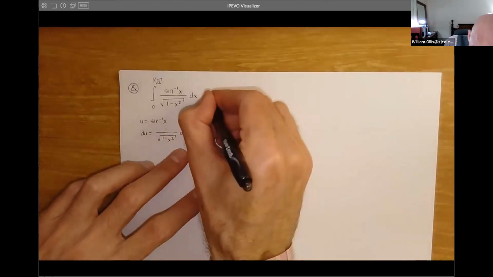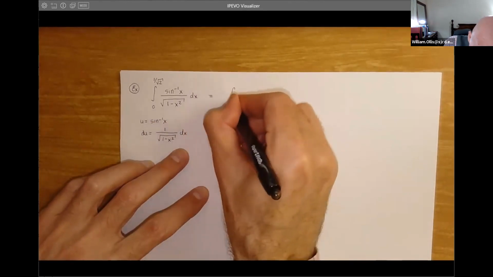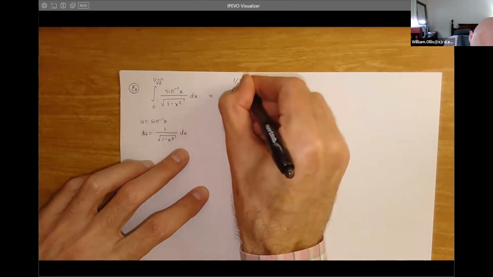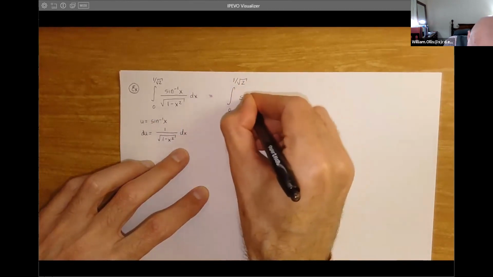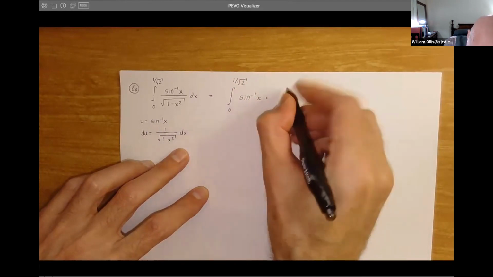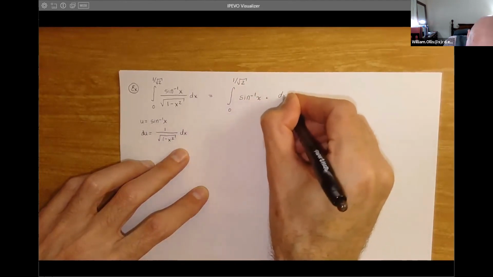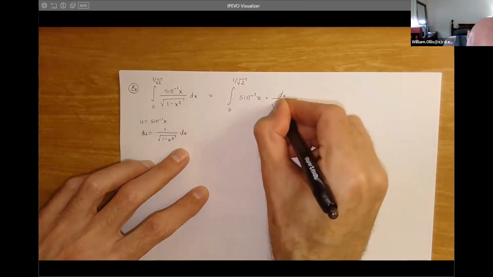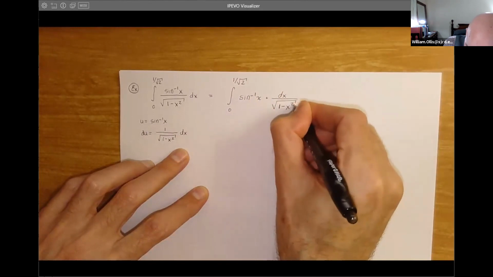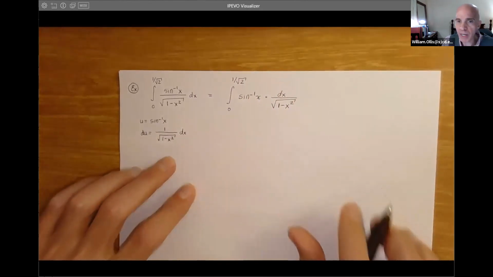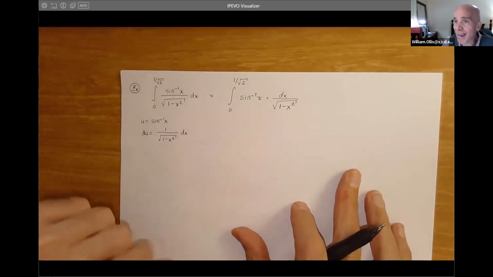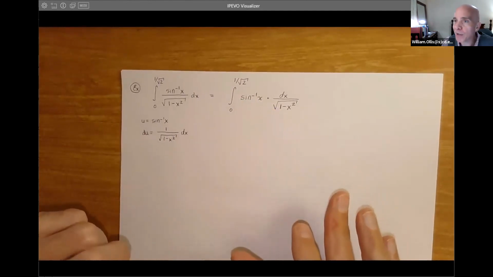Okay, so now we can write this in a user-friendly way. So we have 0 to 1 over square root 2. Write this first, inverse sine of x, and then times the differential, dx over square root 1 minus x squared. So this is what we call table ready. You have u du. So this is add one, divide by the new power.